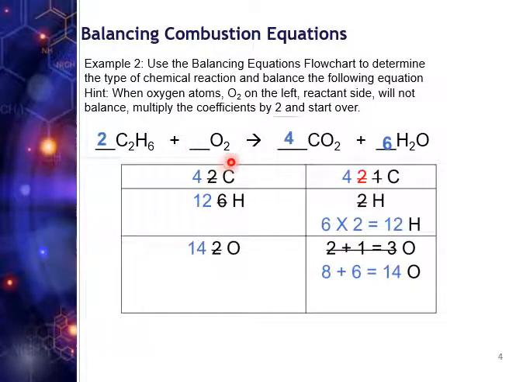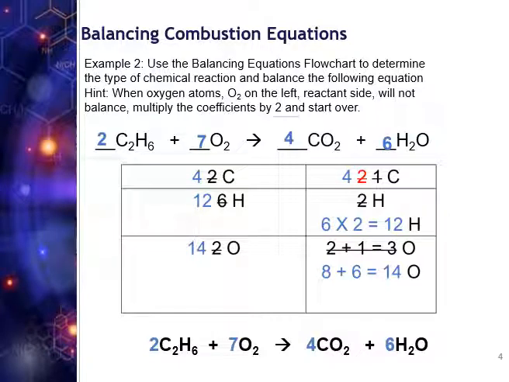Now we've got 4 times 2 is 8 oxygen atoms, plus 6 times 1 is 6 oxygen atoms on the right side of the equation. 8 plus 6 is 14. 14 divided by 2 is 7. We will write a 7 as our coefficient. The correct balanced equation is 2C2H6 plus 7O2 yields 4CO2 plus 6H2O.